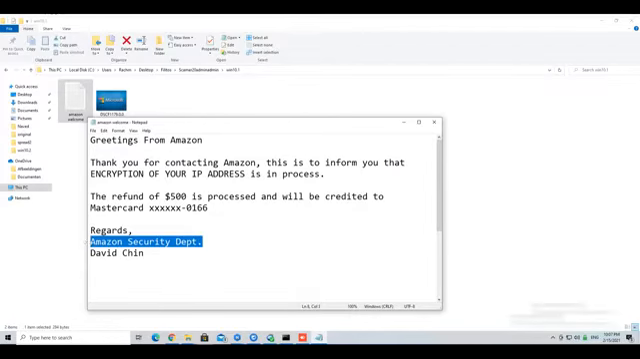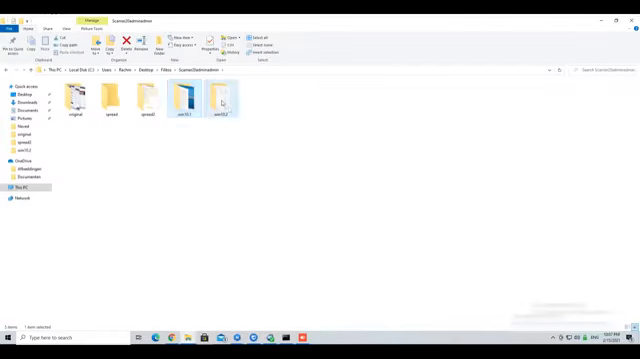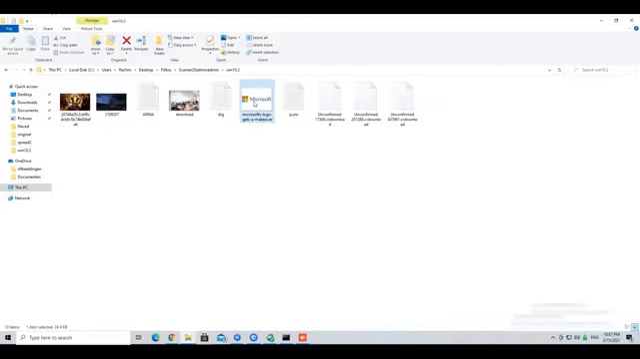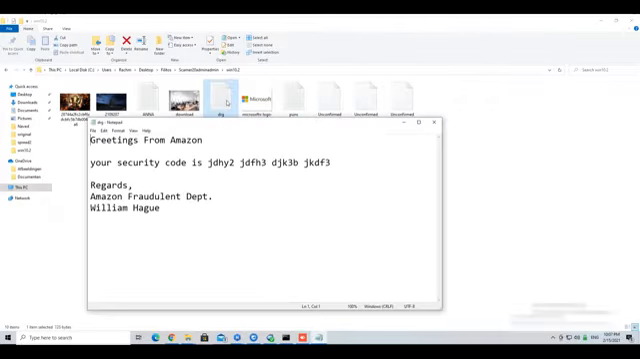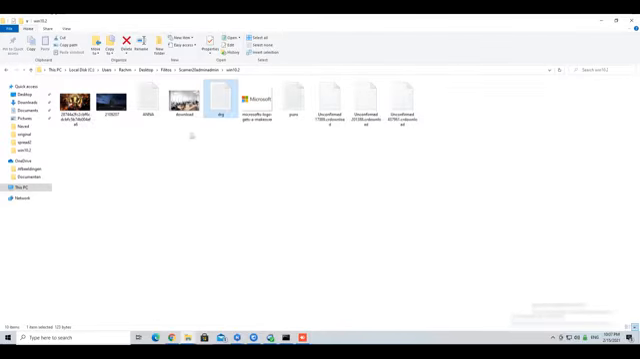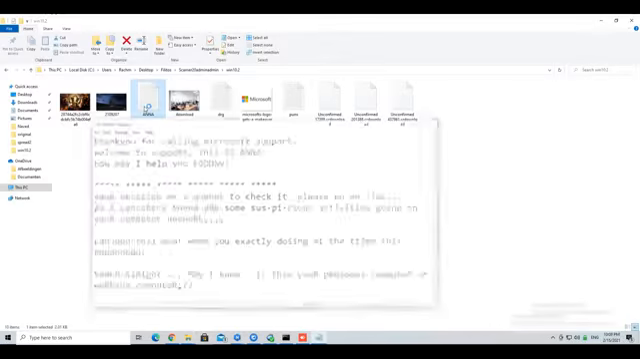and they claim to be the Amazon security department, David Chin. And then the second Windows 10 guy also had a Microsoft logo here, and he also had some sort of similar email, like greetings from Amazon, and this is your security code. Another guy, William Hague of the Amazon fraudulent department this time. And then he also has some pictures. This is something to do with Buddhism or Hinduism, like background pictures, and here's like a picture of a call center, a stock photo. And then there's another TXT file.